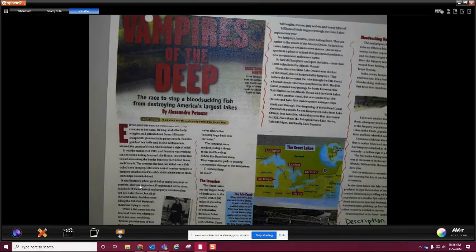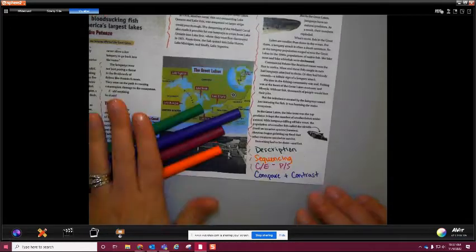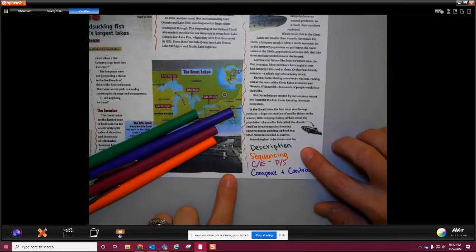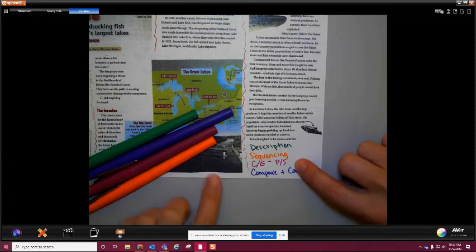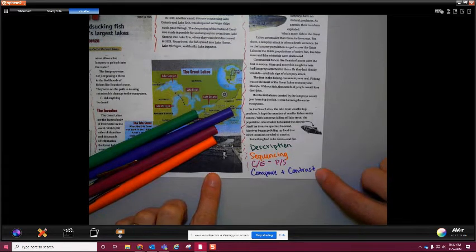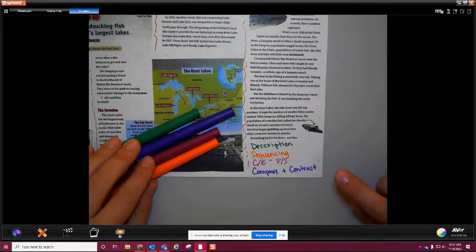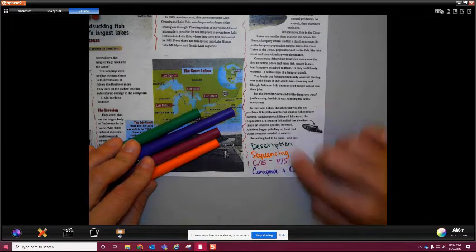So I'm going to go ahead and do that on here so you can see it. Knowing that I have to annotate it for all four of the text structures, I have four different colors, and each color means something different. We have description, sequencing, cause and effect, problem and solution, and compare and contrast. So I took four different colors. This down here is going to be my key.